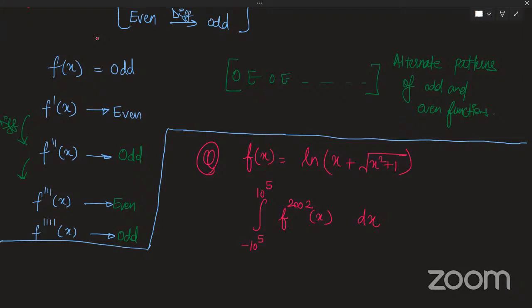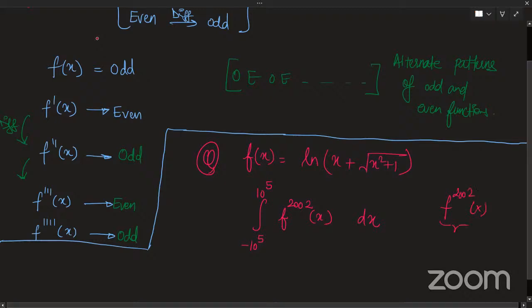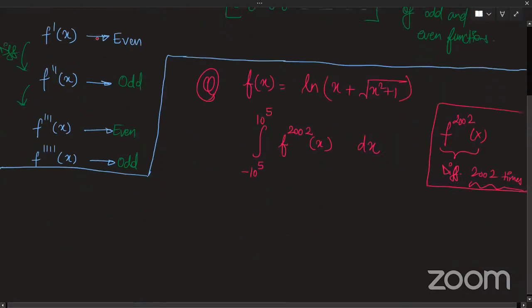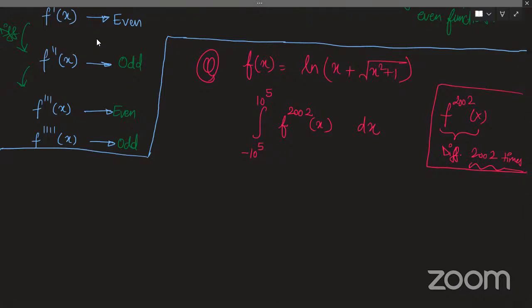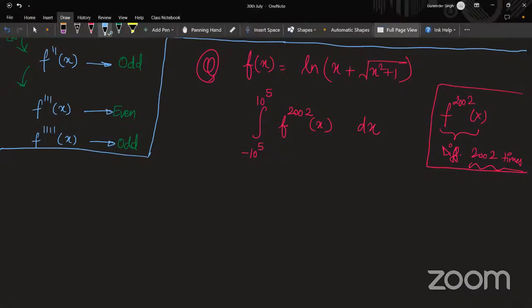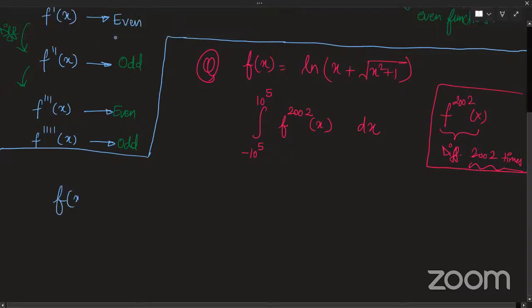Now see, f 2002 x, here I am denoting that it is being differentiated 2002 times. That is what it means. So see, f of x, what is f of x? Is f of x an odd function or an even function? Odd, sir. Correct. That is how we defined it in the previous class, right?